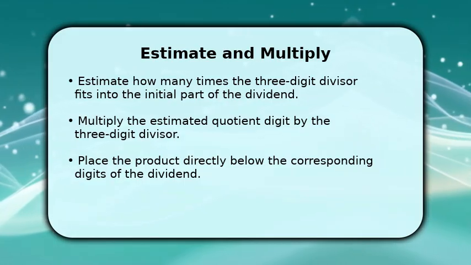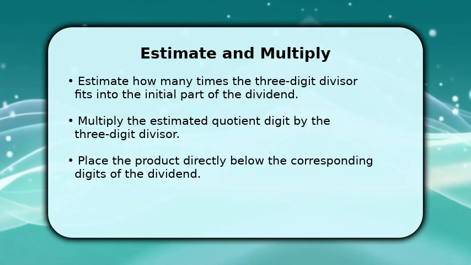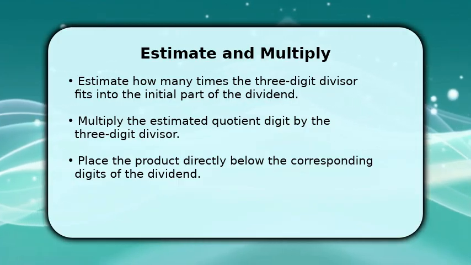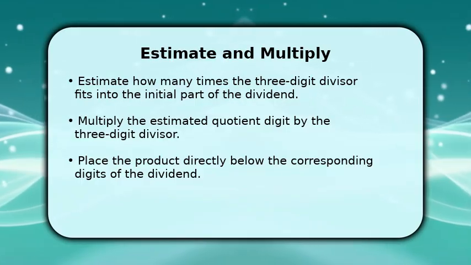After estimating, multiply that estimated digit by your full three-digit divisor. Carefully write this product directly underneath the part of the dividend you are working with, aligning the numbers precisely.